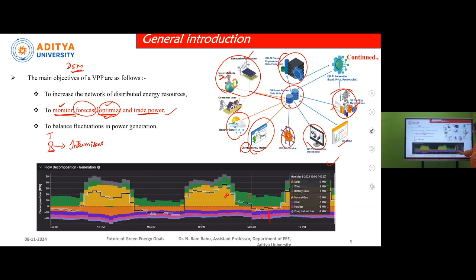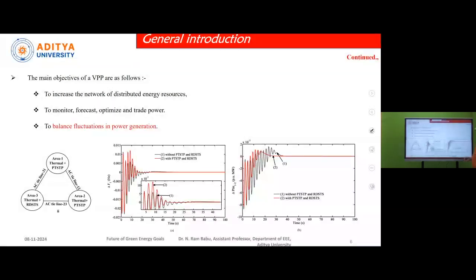You can observe it here. First one is coal, next one is nuclear, another one is natural gas. So you can observe that this curve is almost a straight line. Apart from that, this is the power that is being generated by our renewable energy sources, and this is the load forecasted. That means the power forecasting. This is the power forecasting curve. Coming to the next objective, to balance the fluctuations in power generation.